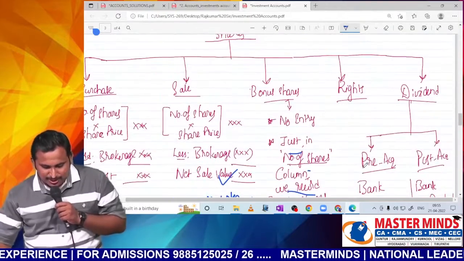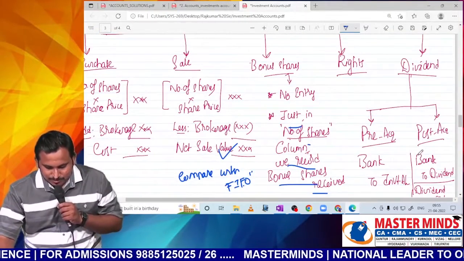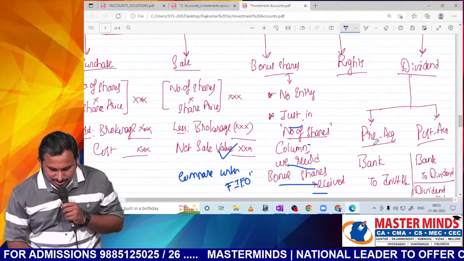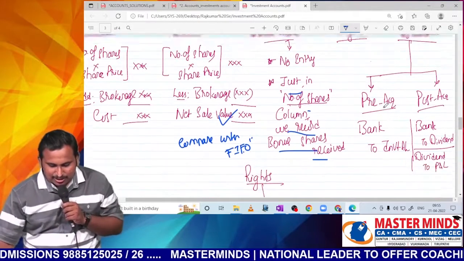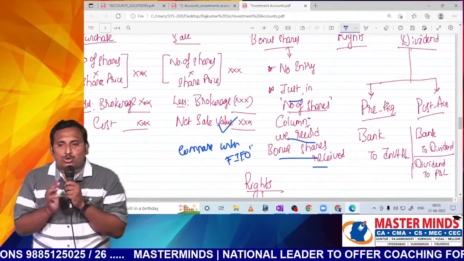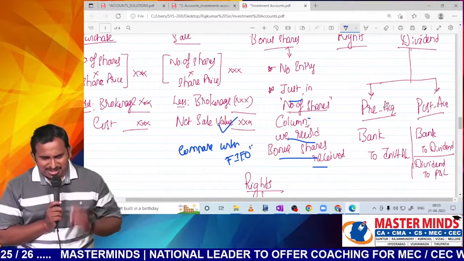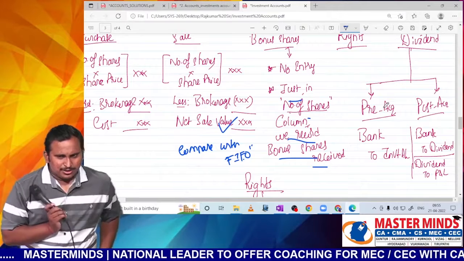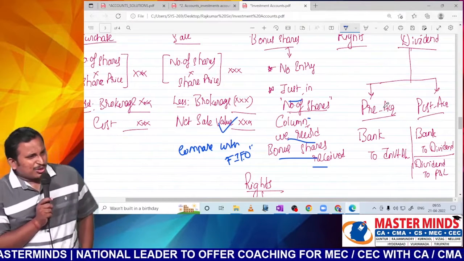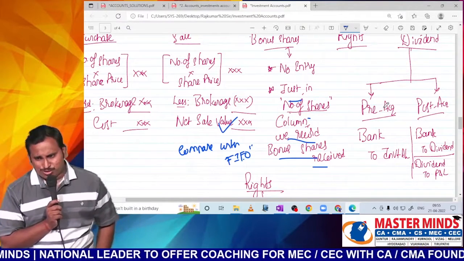Let me move to the last one, dividend. The most important one, sir. Dividend can be divided into two types. What are the two types? One is pre-acquisition. The other one is post-acquisition. So what is pre-acquisition and what is post-acquisition?